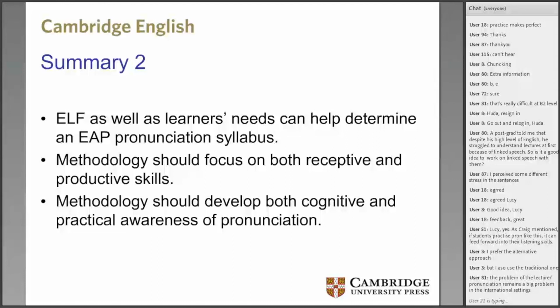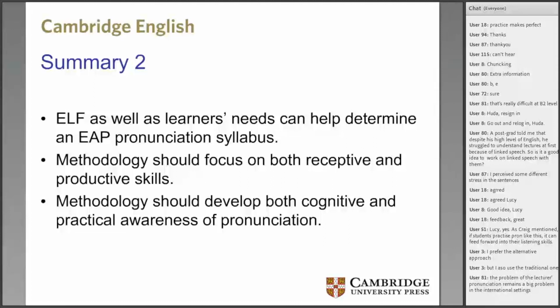So we can look at English as a lingua franca as a way of guiding us towards determining what the EAP pronunciation syllabus can be. And I think in terms of the methodology, obviously we need to focus on both receptive and productive skills. Learners won't be able to produce a phonological feature if they can't hear it. So we do need to get them to listen to it first of all.